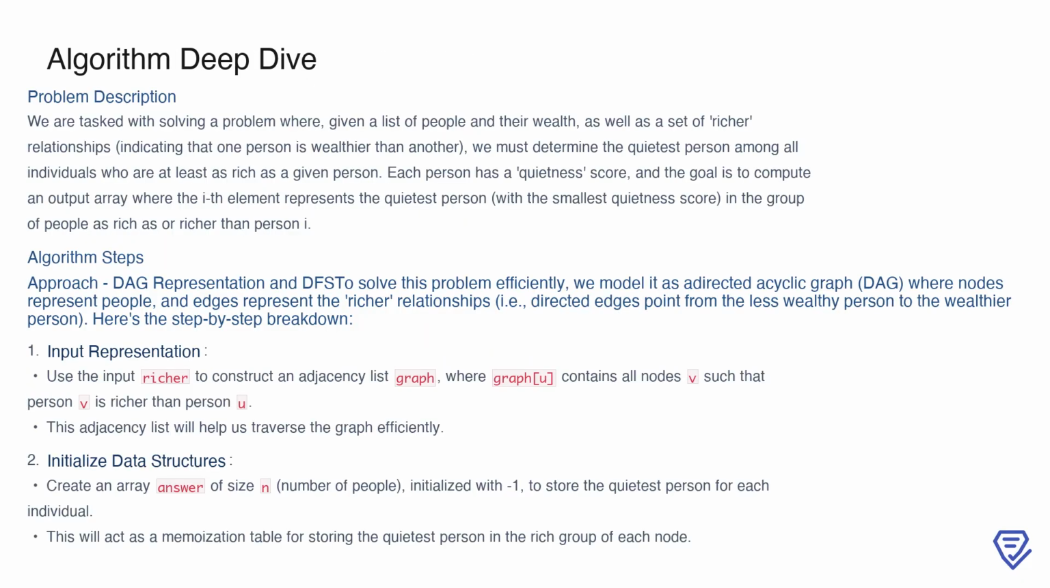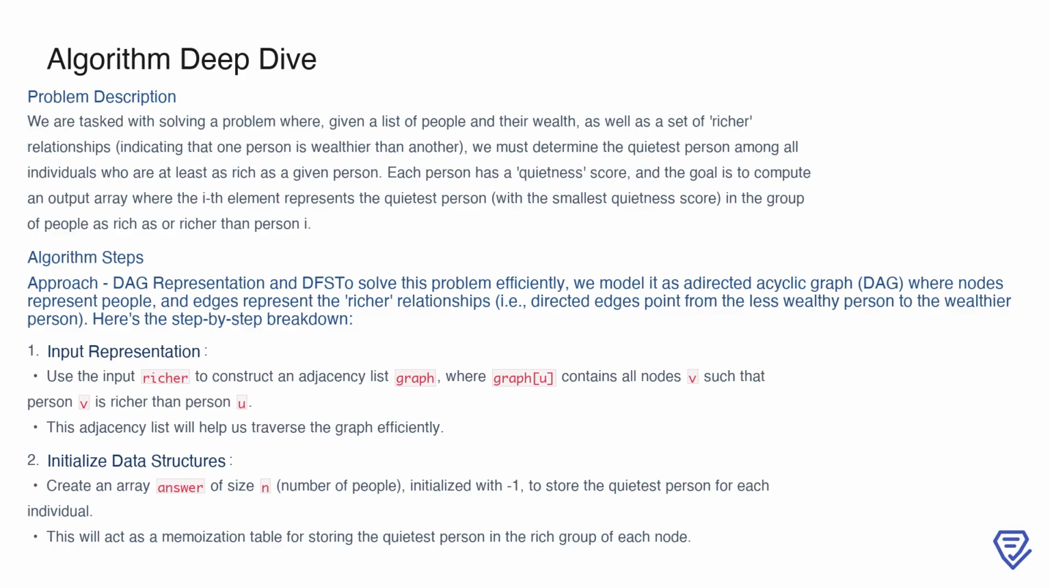To solve this problem, we need to identify the quietest person among all individuals who are at least as rich as a given person. The input provides a list of richer relationships, which specify that one person is wealthier than another. Using this, we must construct an output array where each element represents the quietest person in the group of people as rich as or richer than the corresponding individual.